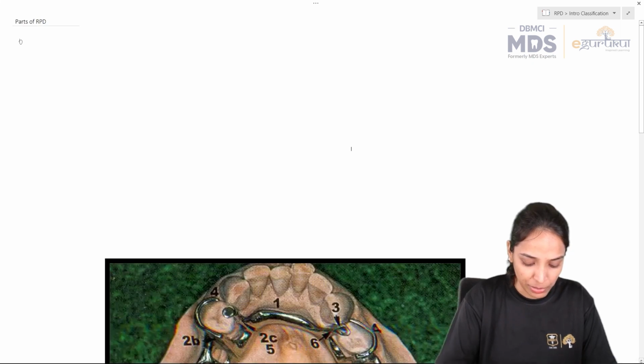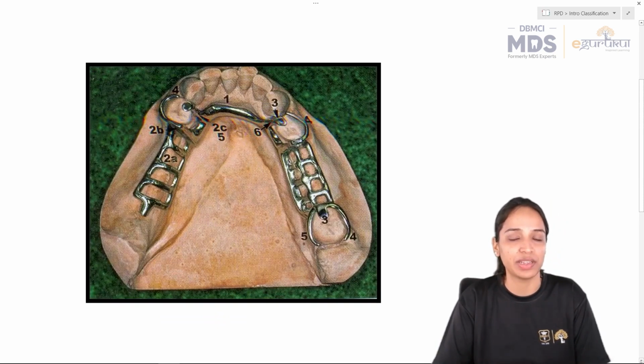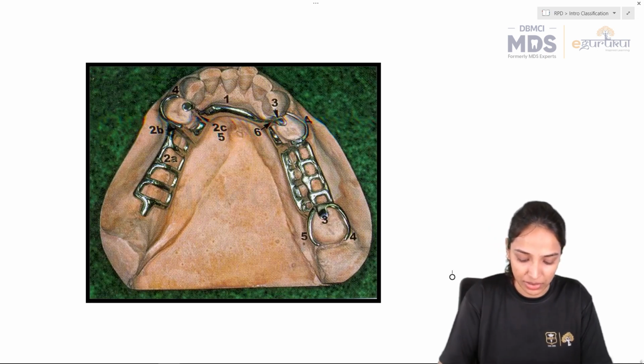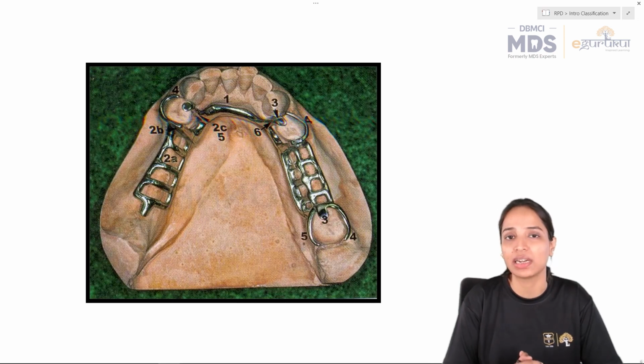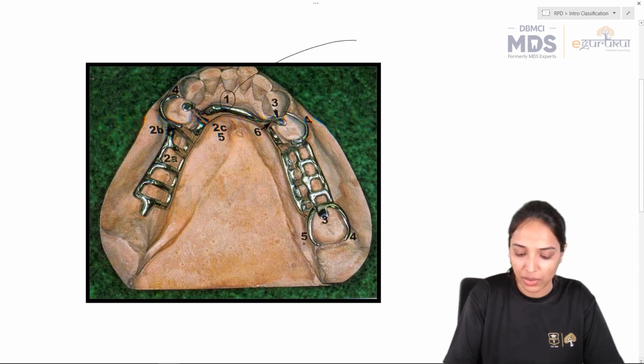So a removable partial denture or a cast partial denture mainly has, if I want to classify, two parts, a metallic part and an acrylic part. If you look at the metallic part here, coming to parts of RPD or cast partial denture, there are mainly two parts of a cast partial denture. You can just call it the acrylic component and the metallic component. Coming to the metallic component of a cast partial denture, this structure that is running at the bottom that you can see here labeled number 1, we call it the major connector.